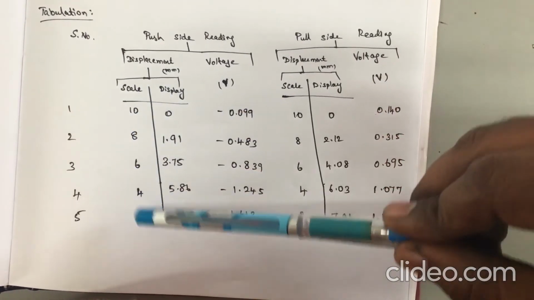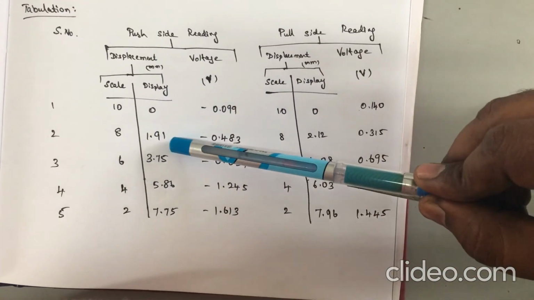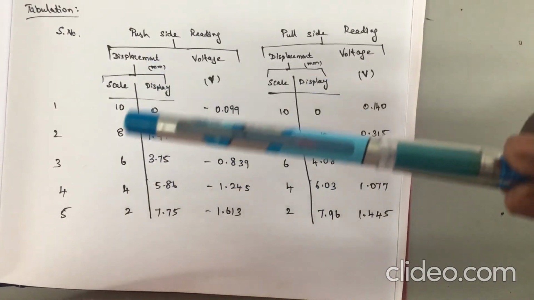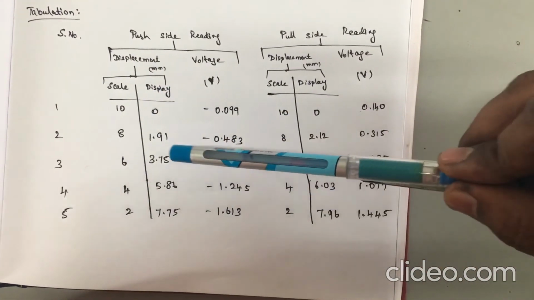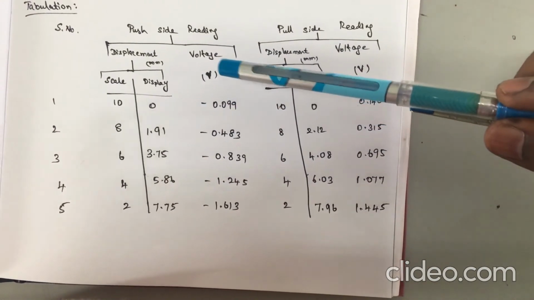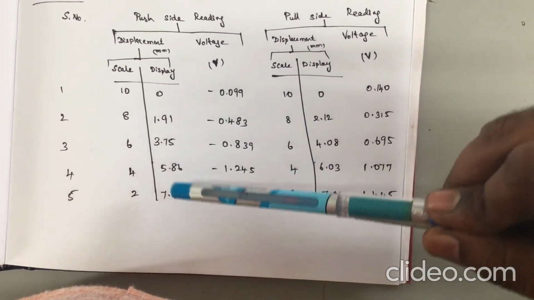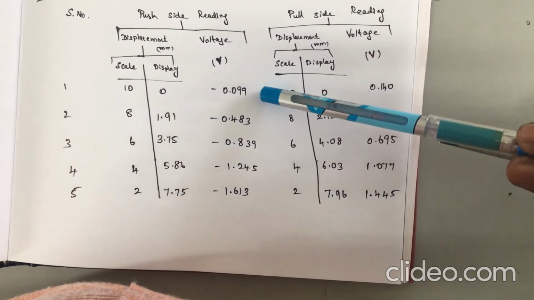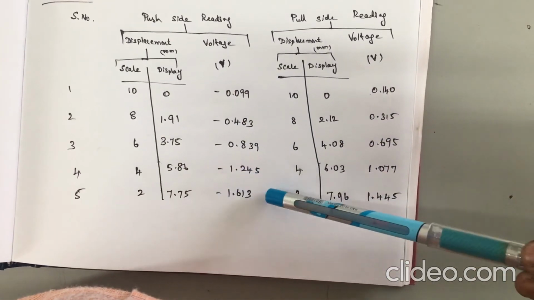10, 8, 6, 4, 2 is the screw side, and then the digital panel meter side will be 0 mm, 1.91 mm, 3.75 mm, 5.86 mm, and then 7.75 mm. Here we need not mention it as a minus value, right? In the multimeter reading we can observe the values in the push side reading respectively for 10, 8, 6, 4, 2 as minus 0.099, minus 0.483, minus 0.839, minus 1.245, minus 1.613.